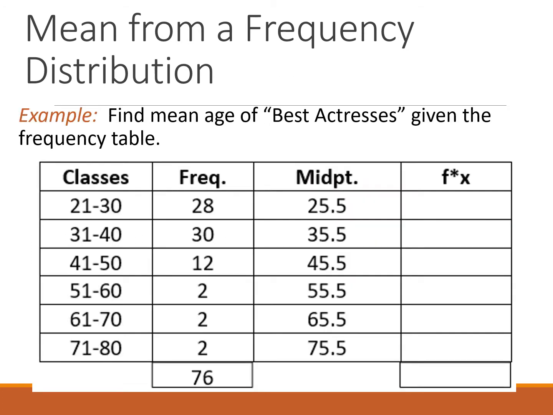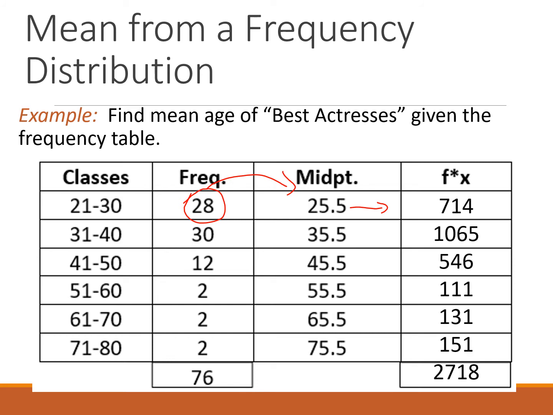So let's go ahead and do this example and find the mean age for best actresses, which is the same data set we used in the previous chapter. So first step is take each frequency and multiply it by the midpoint. That's going to go in each of these boxes over here. When we do that, we add them all up. That's at the bottom here. We see that there's a sum of 2,718.